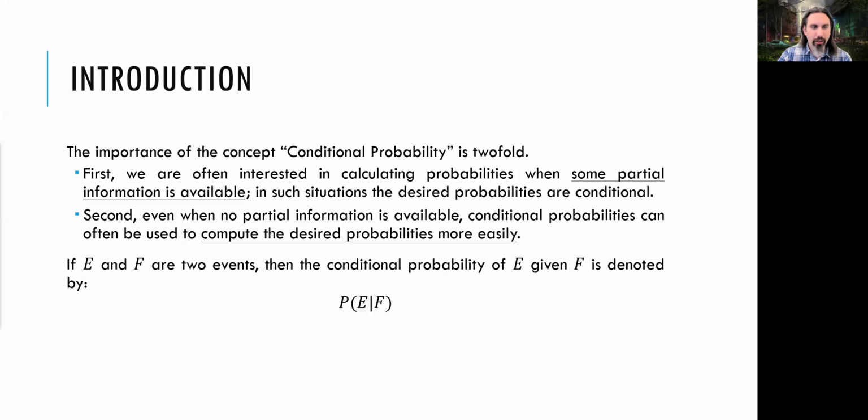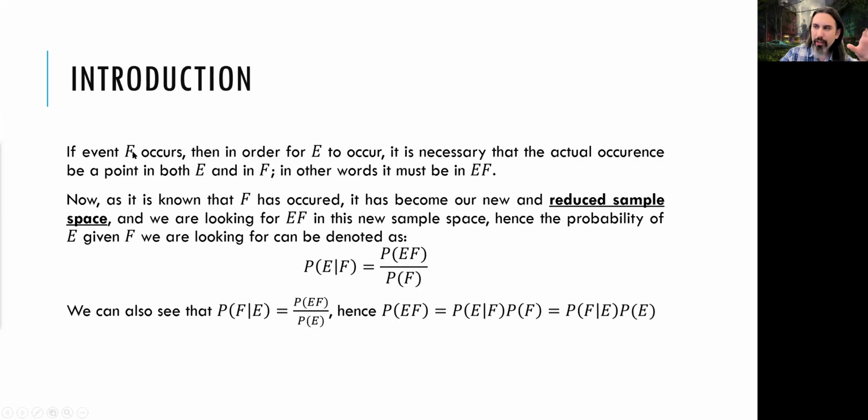Now, when F occurs, for E to occur, we are talking about outcomes. Some outcome in F has happened. One of the outcomes in that F event has happened. So if you want E to happen as well, that outcome should also be inside the set E. So we are looking for an outcome that is both in E and in F. If you want E to happen, the outcome should be both in E and F.